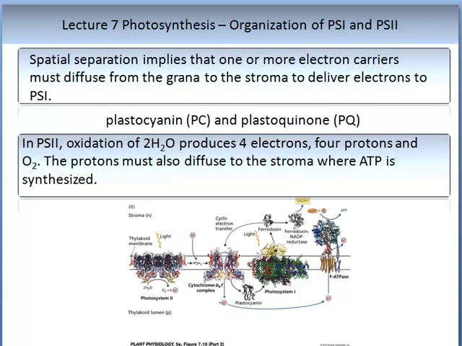Spatial separation implies that one or more electron carriers must diffuse from the grana to the stroma to deliver electrons to Photosystem 1. In this, two molecules are contributing, plastocyanin and plastoquinone. In Photosystem 2, oxidation of two water molecules in total produces 4 electrons, 4 protons and 1 oxygen molecule. The protons must also diffuse to the stroma where ATP is synthesized.